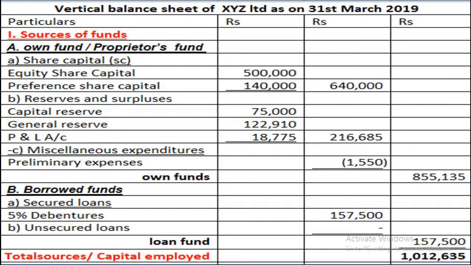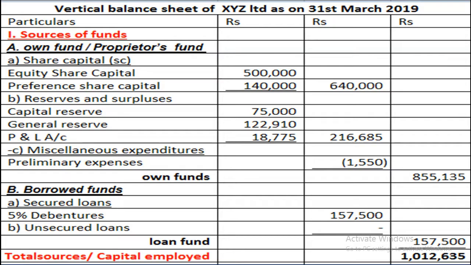Now we will proceed to the next heading, that is borrowed funds. Under that we have two subheads, secured loans and unsecured loans. Since in this sum we had only one item of secured loan, that is debenture, we will put it in second column, and against unsecured loans we will put a hash or dash, and we will take the total to third column, that is 1,57,500.